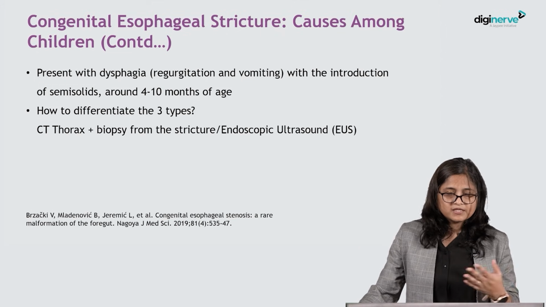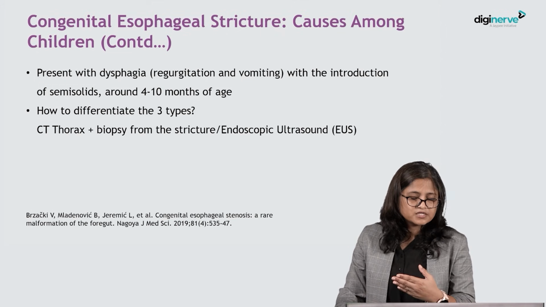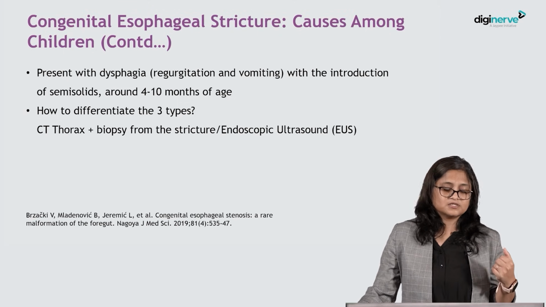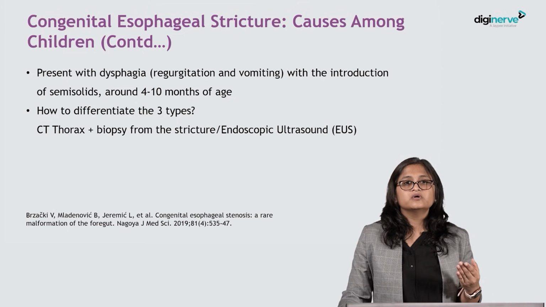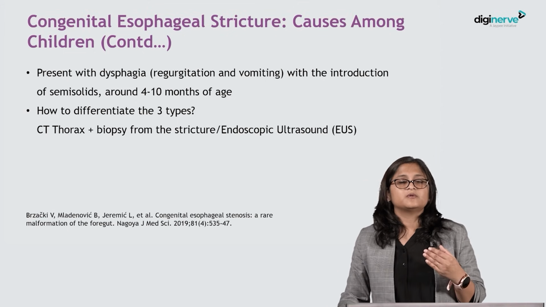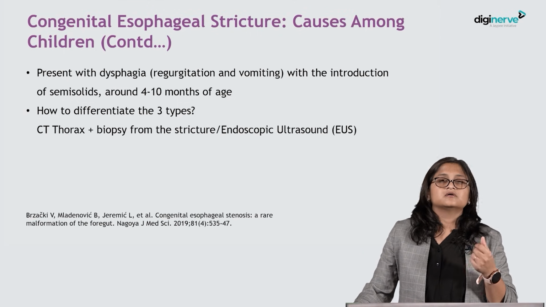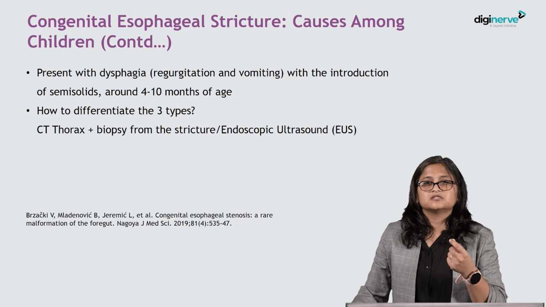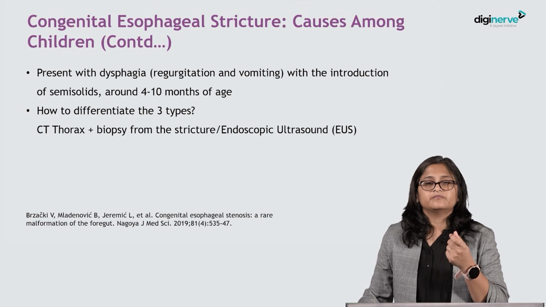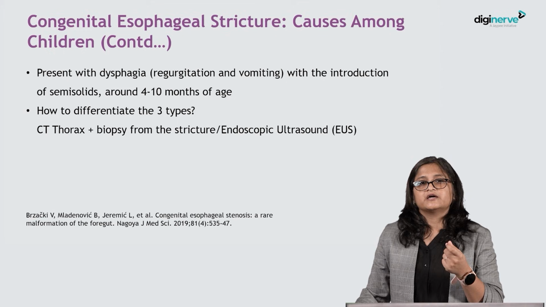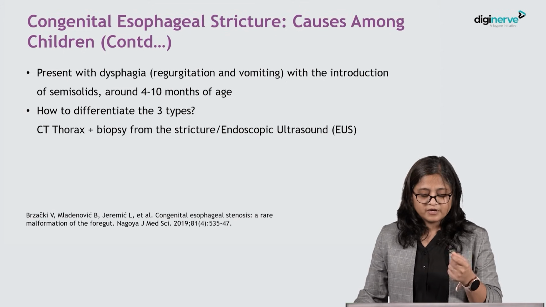And how do we make the diagnosis, and how do we differentiate these 3 types of congenital esophageal stricture? So for this we require a CT thorax. CT will show the tracheobronchial remnant as a cartilaginous structure in the lower part of the esophagus, and final confirmation of diagnosis is by biopsy, by endoscopic guided biopsy.